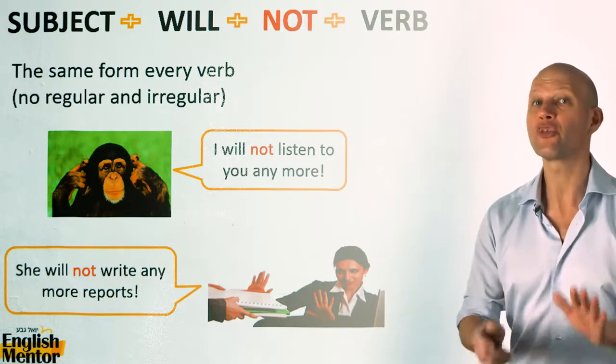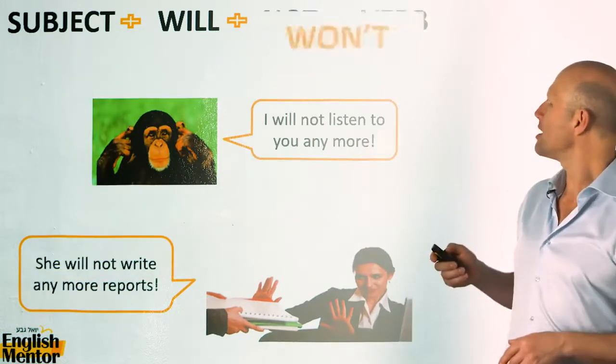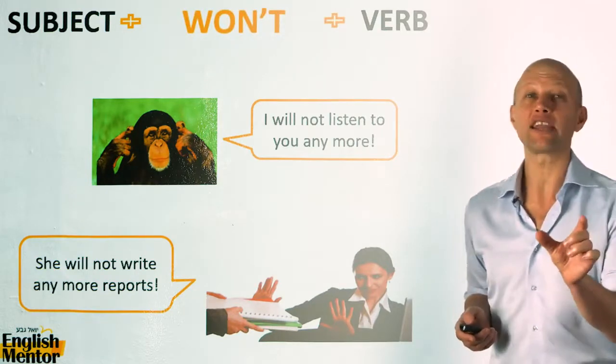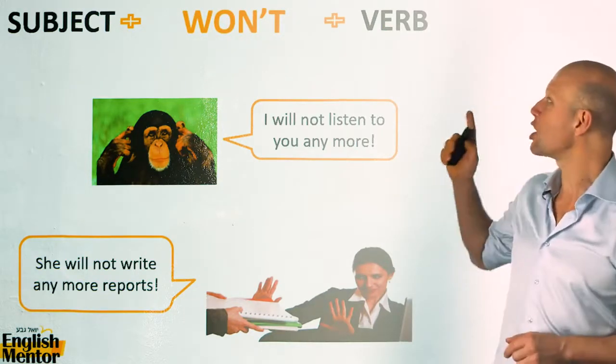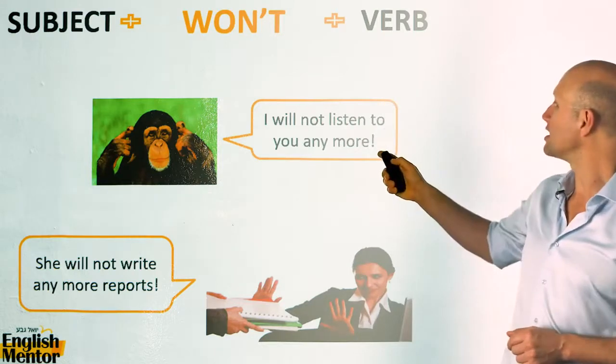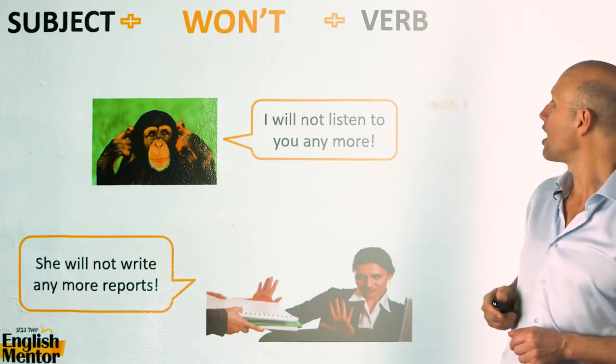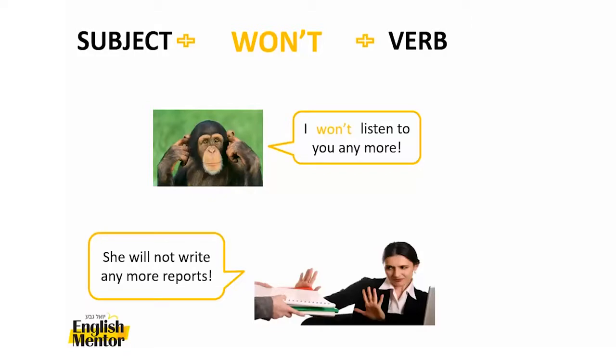Nothing changes. But if I want to make it shorter, instead of saying will not, I can say won't. As in, I will not listen to you anymore. I can turn that into I won't listen to you anymore. And she will not write reports anymore. She won't write reports anymore.